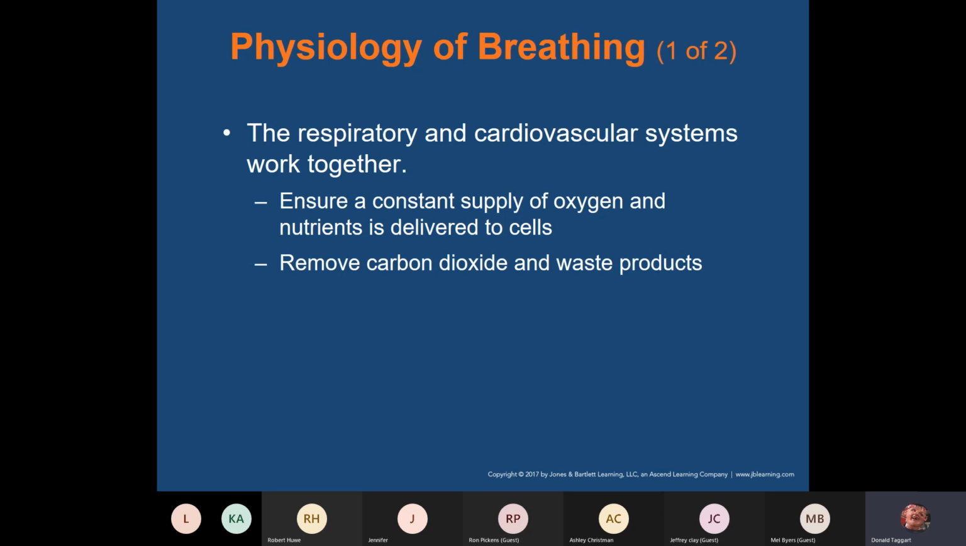The respiratory and cardiovascular systems work together. We've talked about this quite a bit, and we're going to hit on it a lot. Both systems need to be working. If one system's not, it's harder for the other one to do what it needs to do.